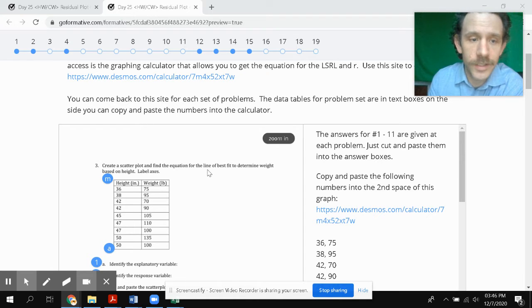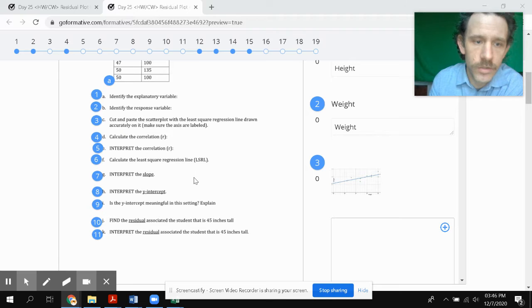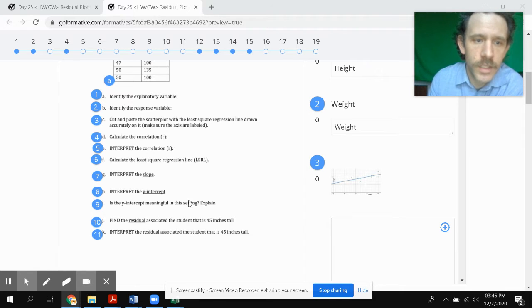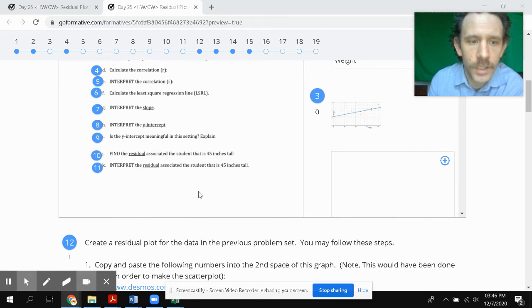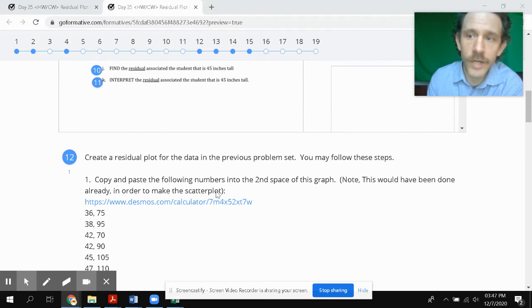If you want to look at the answers to that question from day 24, those are posted here on the side. Each question has the answer already there, so you could cut and paste that if you need to. But what were we looking at? Height and weight for this scenario, and we looked at all sorts of things like the equation of the line of best fit and the interpretation of those things, the scatter plot, and we actually calculated a residual as well. Now we're going to take that same data and calculate the residual plot, different than the scatter plot, right? It's the graph of all the residuals.